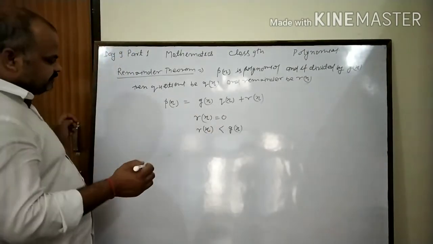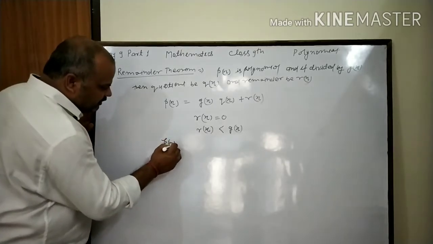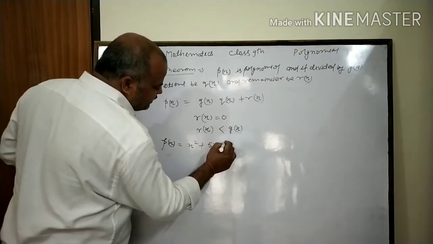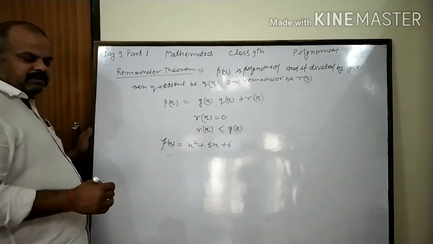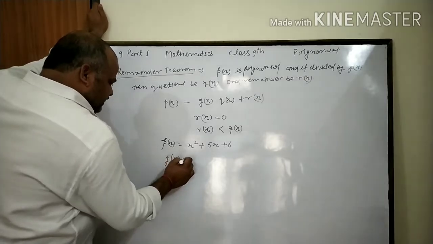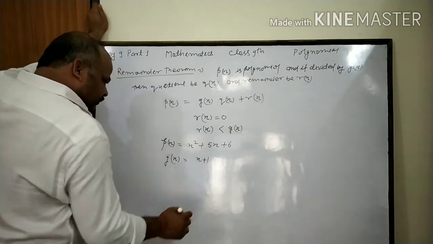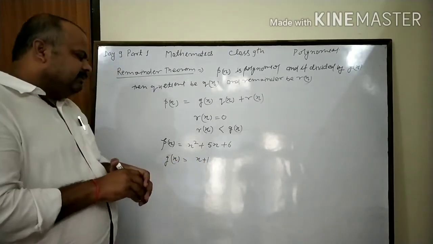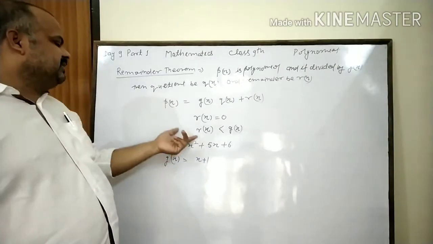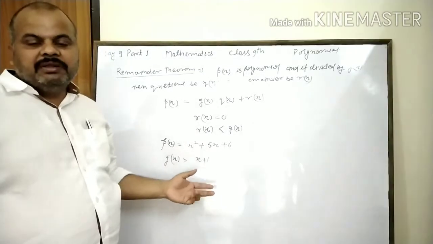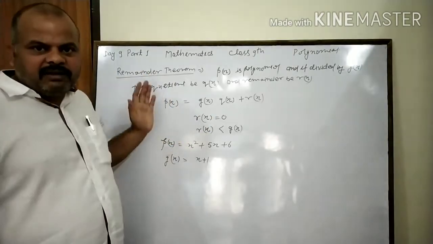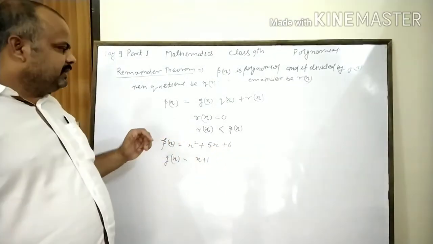Suppose here p(x) is a polynomial, x square plus 5x plus 6. Clear? And another polynomial g(x) is x plus 1. Clear? And we can solve it, and the question is, if p(x) is divided by this, then what is the remainder? It will be by two processes. One is the actual division method and the other is with the help of the remainder theorem.